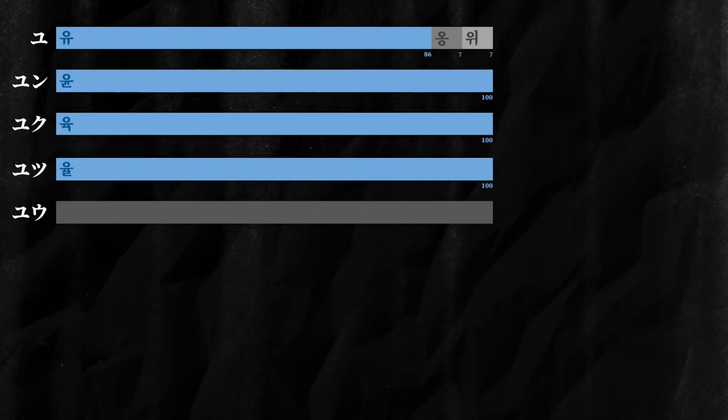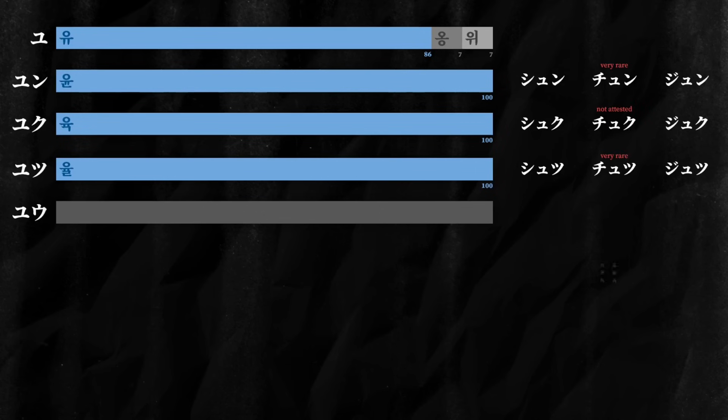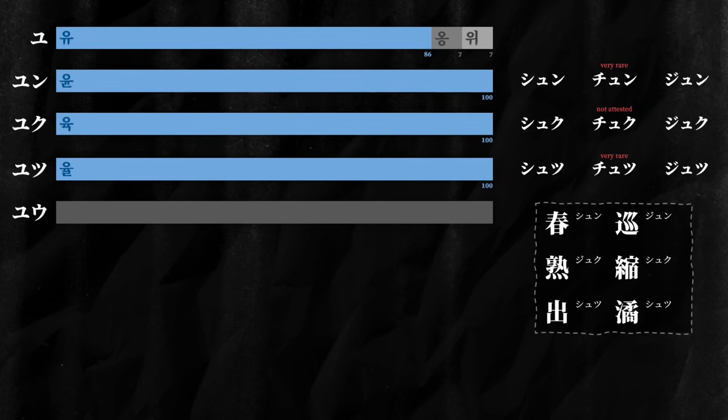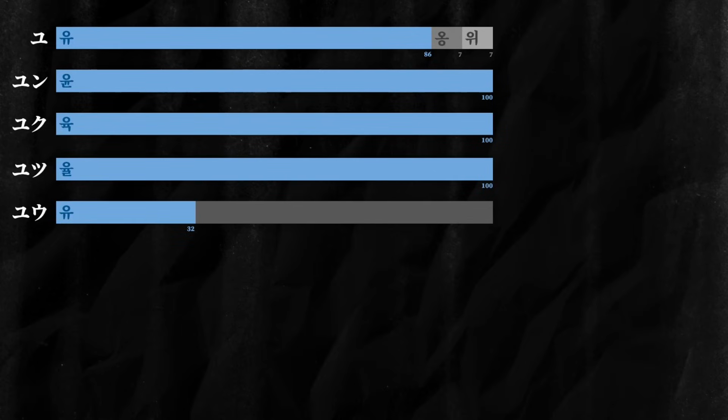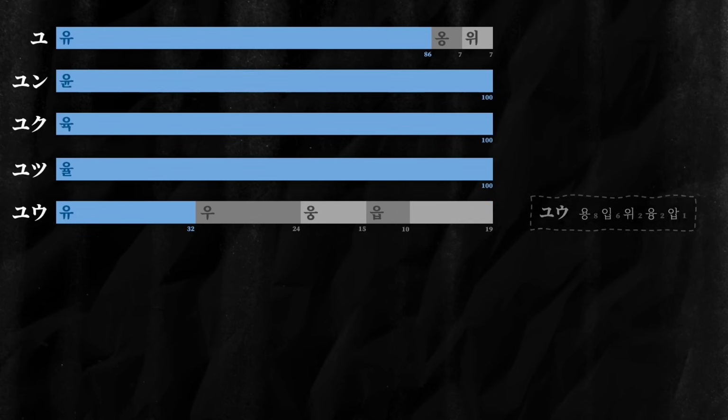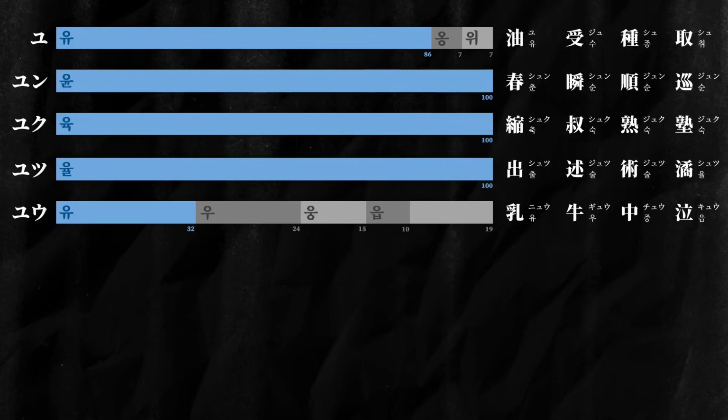Let's also look at the iotated version, yu. On its own, it usually corresponds to yu, but other options are also found. Yu can occur with codas, yielding fully predictable results in Korean, but it's found exclusively after Japanese sibilants, which means that the Korean equivalents will almost always feature sibilants as well, with very rare exceptions. Finally, the long yu is the least predictable final thus far, most commonly corresponding to yu, then u, ung, up, but several other options are possible as well. Let's look at more examples before moving on.